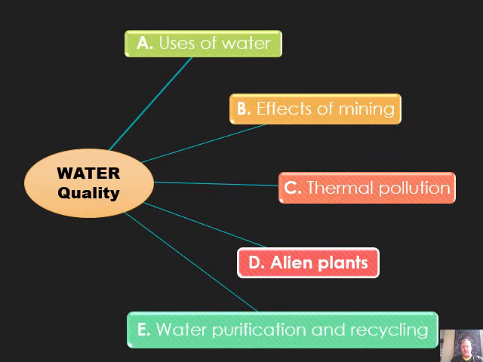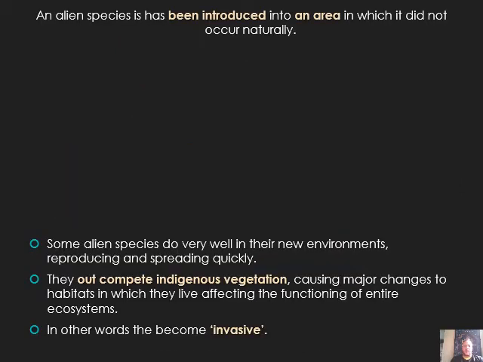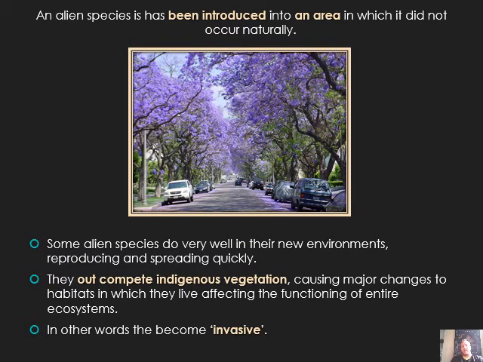Okay, so let's look at alien plants. An alien species has been introduced into an area which it did not naturally occur. That is a definition for alien species. Okay, that is an equivalent of an example over there called the jacaranda trees.